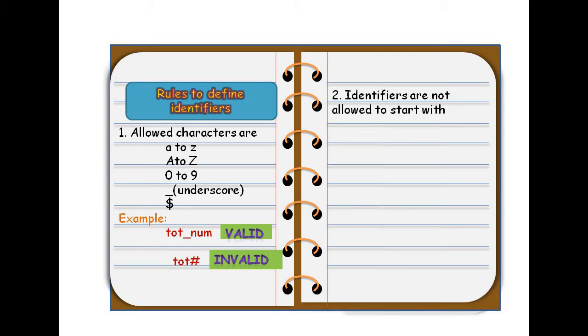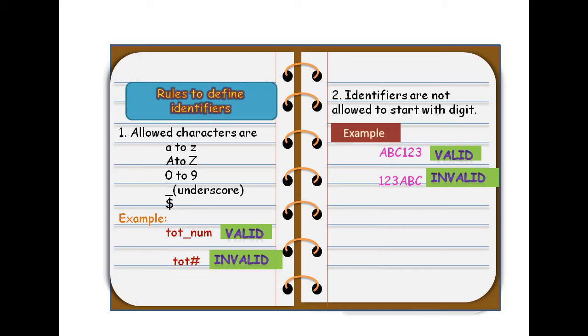Second rule, identifiers are not allowed to start with a digit. Identifiers can have digits, but they cannot start with a digit. That is, it should start with an alphabet. Example, ABC123. It starts with an alphabet and is followed by some digits. So, this is a valid identifier. Can you say, is this valid or invalid? Yes, this is an invalid identifier because it starts with a digit.